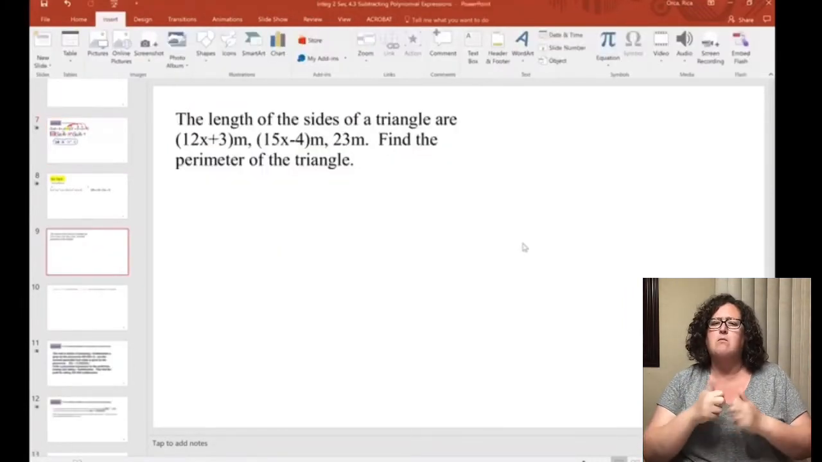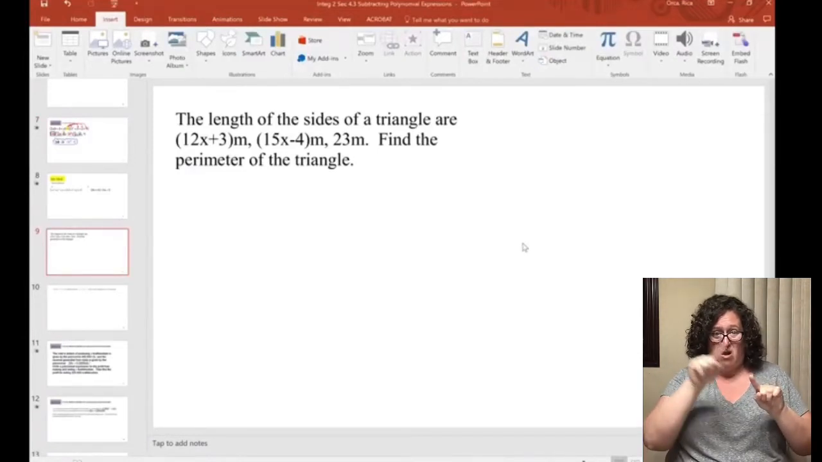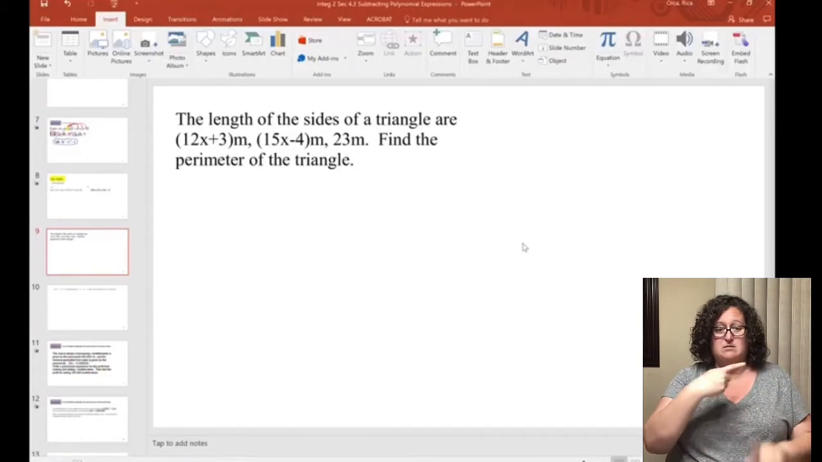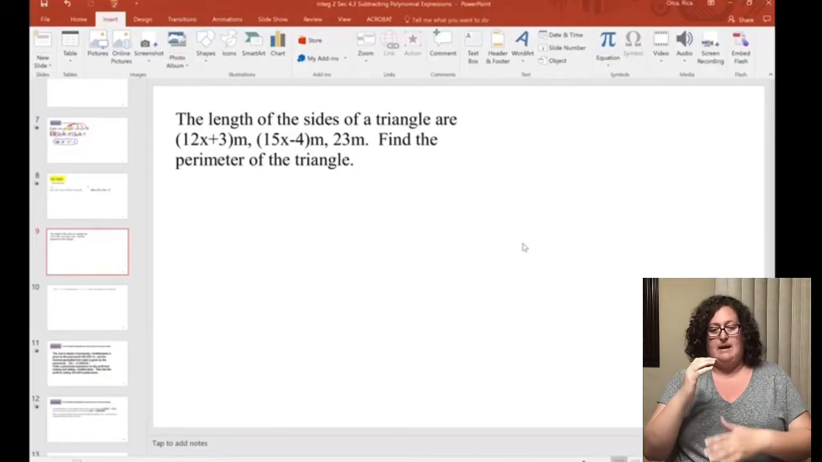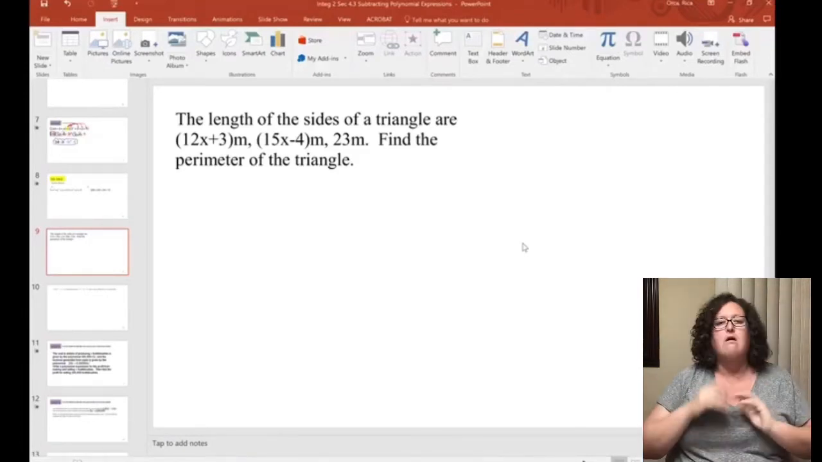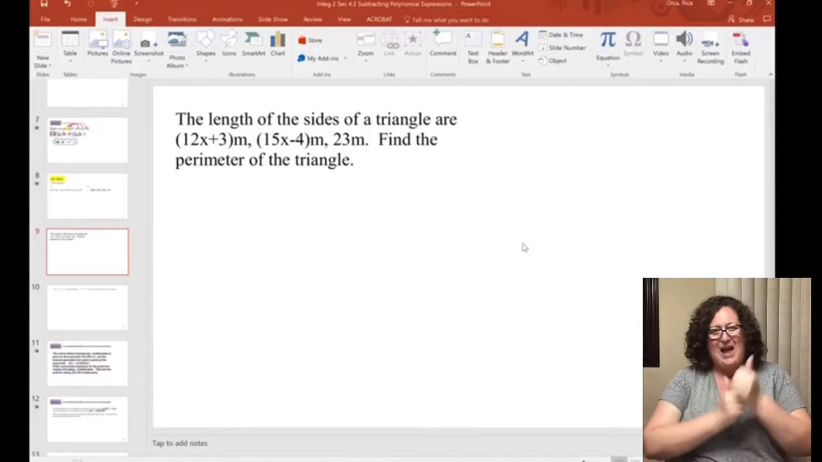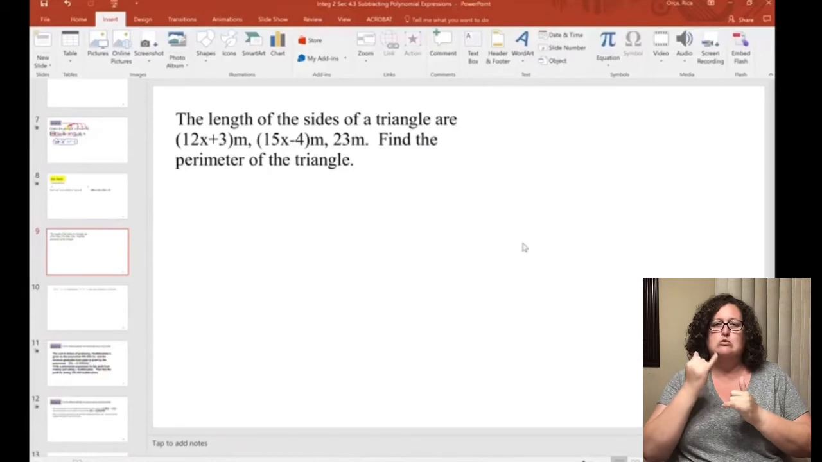Another problem that I want to look at is this one right here. It says the length of the sides of a triangle are 12x plus 3 meters, 15x minus 4 meters, and 23 meters. Find the perimeter of the triangle. With any word problem, the best approach is to draw the figure. So we're going to draw the triangle.